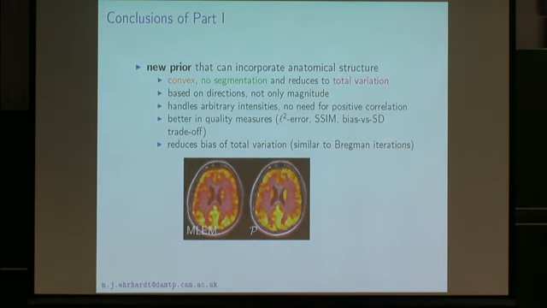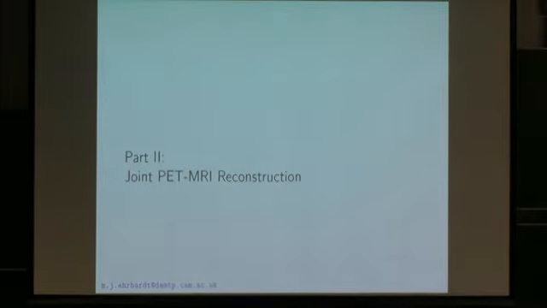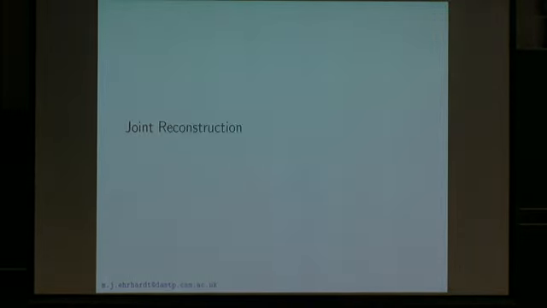So as the conclusions of part 1 of the talk, we have seen that there's a new prior to incorporate anatomical structural information, and this is convex, doesn't need a segmentation, and reduces to total variation. It is based on directions, not only magnitude, so we use more information from the MR. It can handle images of arbitrary intensity, so the gradients can be positive or negative, correlated, whatever they want. It is better in many quality measures, among them the bias versus standard deviation trade-off. And it also reduces the bias of the total variation prior, which is in a sense related to Bregman iterations. So for the rest of the talk, let's talk about joint reconstruction of the two.